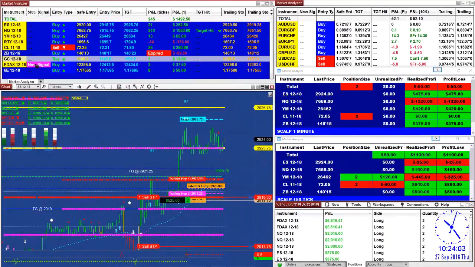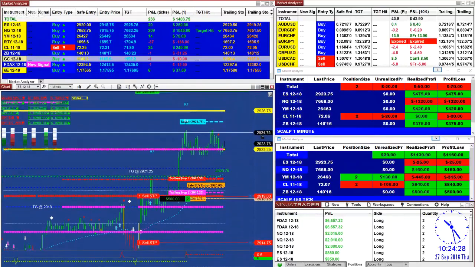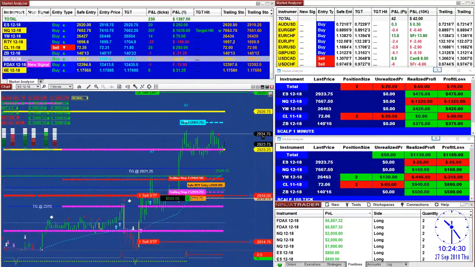We have a new signal on the DAX. You can see the new signal on the DAX. It says buy. The entry price is 413.5. Target 435. But for me personally, I would not trade the DAX at 10:24 Eastern time. If you want to trade the DAX, it's supposed to be in Deutschland time in Frankfurt, where you have to get up around 4 o'clock in the morning Eastern time to trade the DAX. But I would not trade the DAX during the U.S. session.